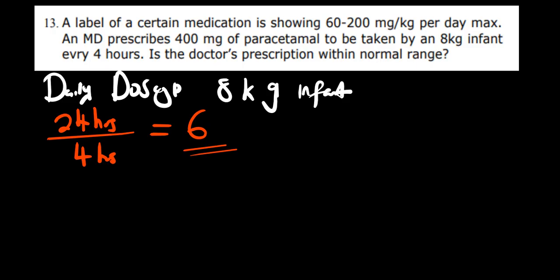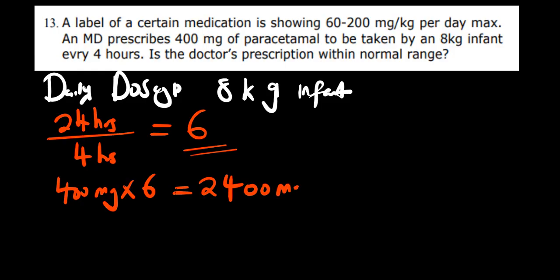So we're going to multiply this 400 milligrams that we're giving this child, since we're giving this infant 6 times. So what are we going to get? In a day the child is supposed to take 2400 milligrams. Yes, 400 multiplied by 6, that is the total daily dosage that this child is supposed to take.